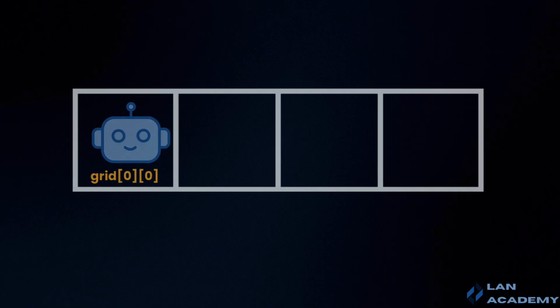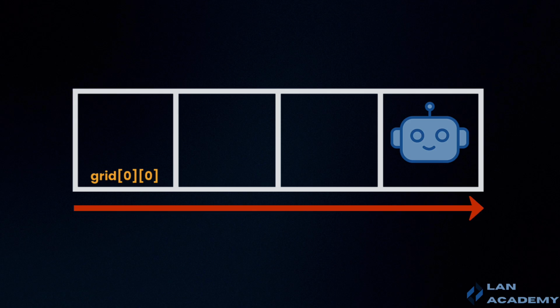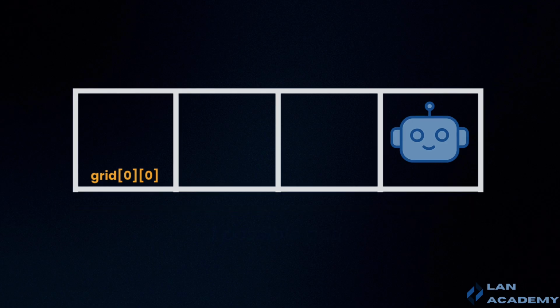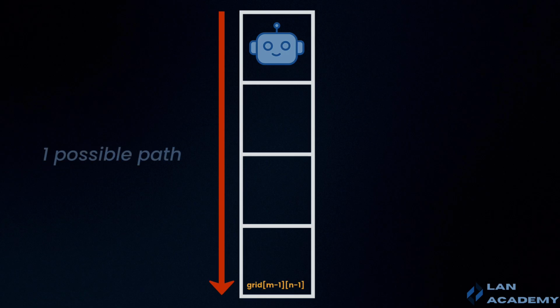The robot can only move to the right to reach any cell in the first row. Therefore, each cell in the first row can be reached by continuously moving to the right, meaning there is only one possible path for each cell in this row. Similarly, the robot can only move down to reach any cell in the first column. Therefore, each cell in the first column can be reached by continuously moving downward, meaning there is only one possible path for each cell in this column.